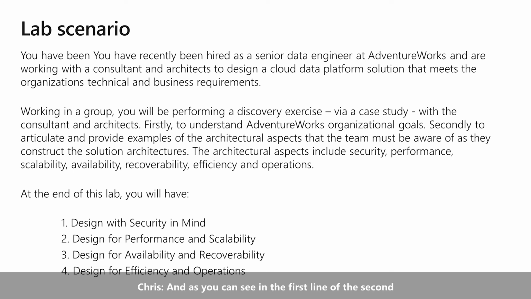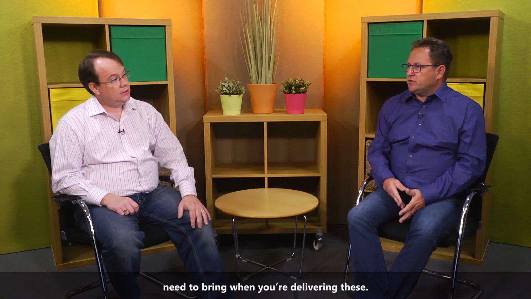And as you can see in the first line of the second paragraph, there is working in a group. So we're advising that you have groups of 4 to 5 people. I think 4 is ideal. With smaller classes, even 3. If you've only got 6 people in a class, 2 groups of 3 will be really nice. And as a trainer, there's a lot of things you can do there to really encourage that level of collaboration. Exactly, and that's the excitement and engagement you need to bring when you're delivering these.